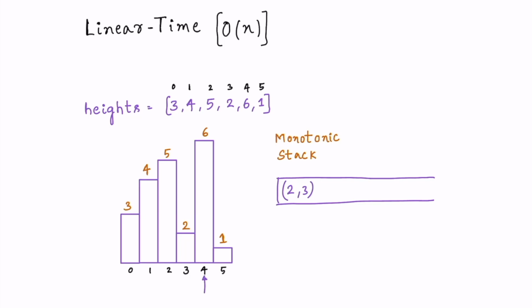Height of this bar is 6, which is greater than the height at the top of the stack, so we add this bar to the stack. Height is 6, index is 4. Next, we go to index 5.